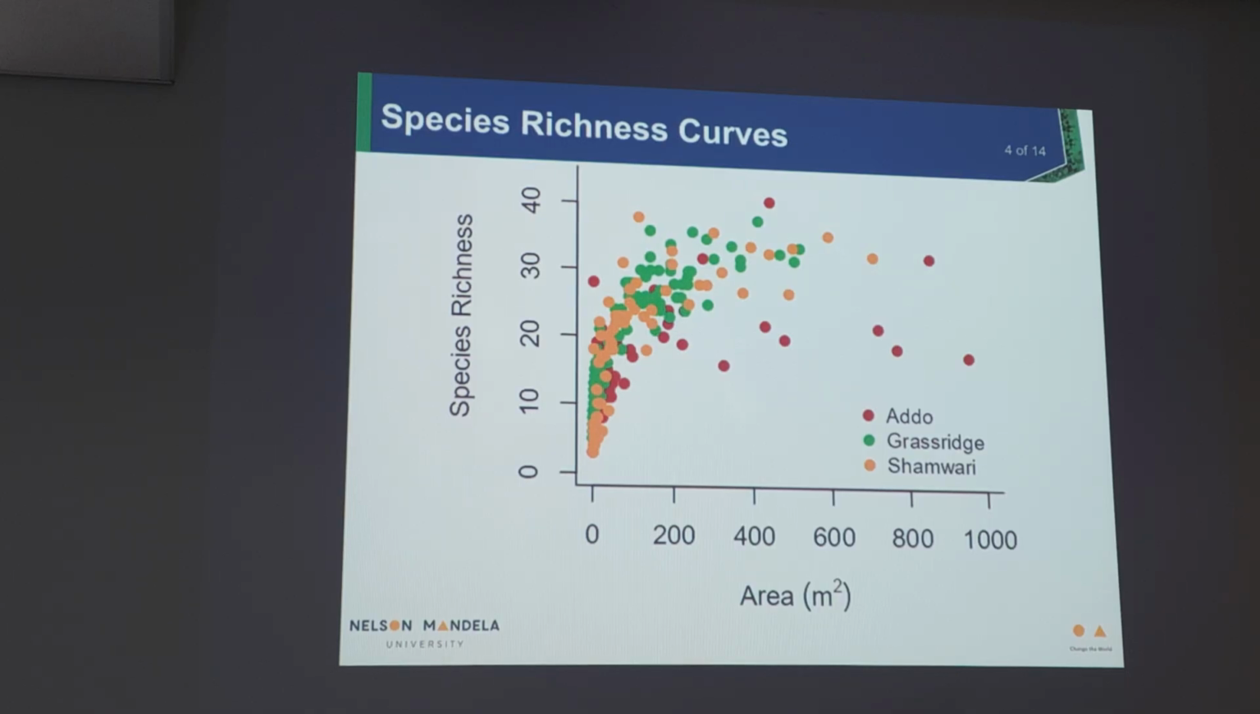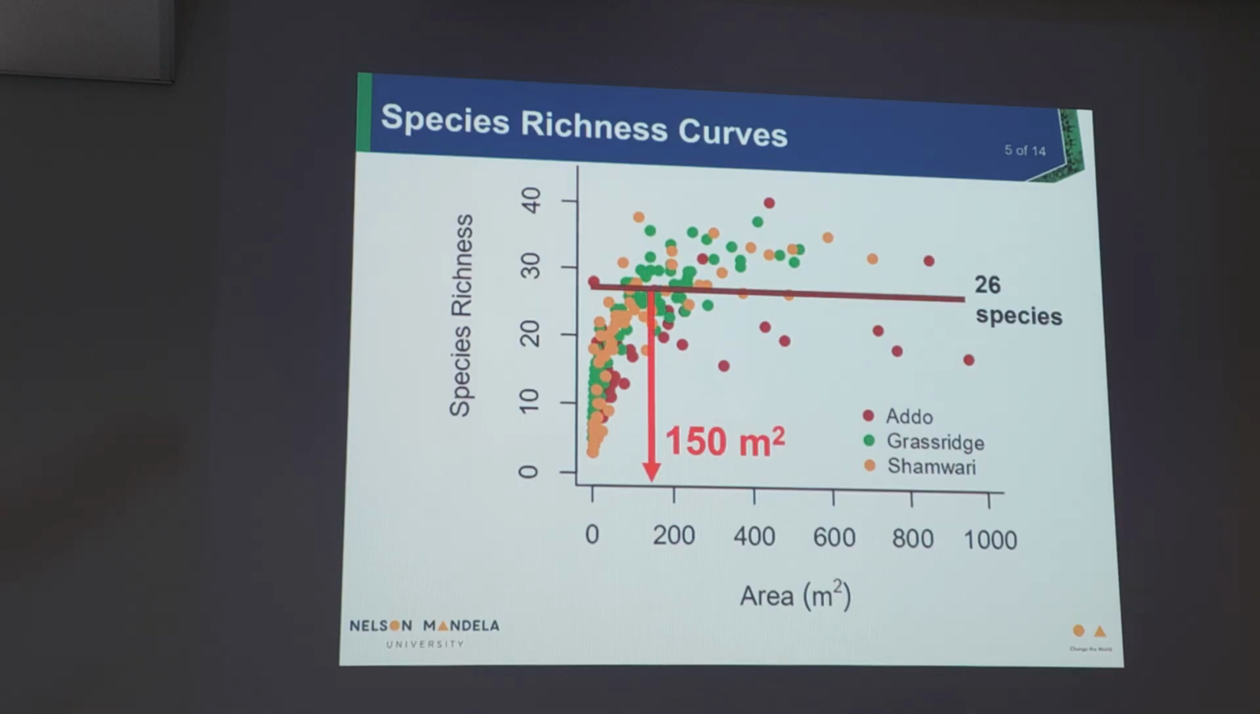You'll notice that at all 3 sites, we have a fairly similar initial increase as the size of the bush clump increases. Addo's a little bit variable. You can see some well above the line, even this one. But nonetheless, you can then determine what the number of species one can conserve in a bush clump.